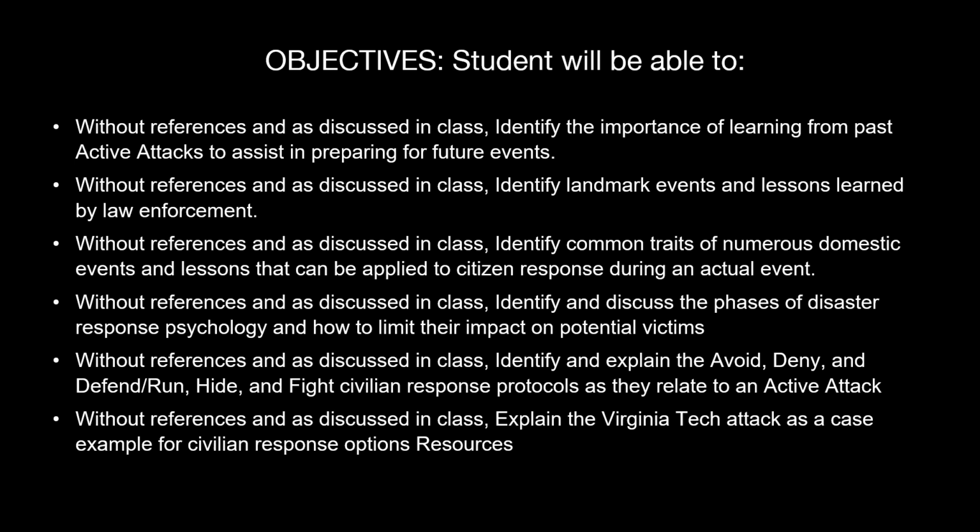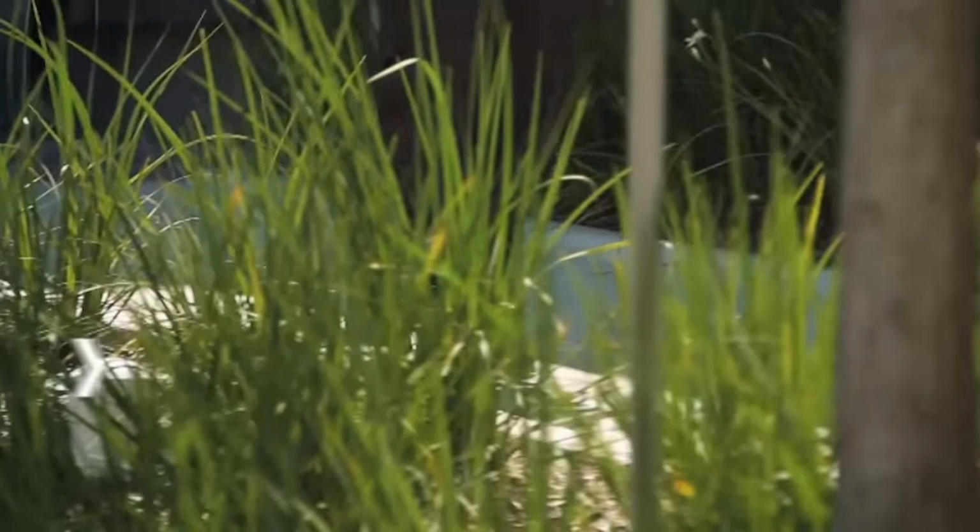We want to identify common traits of numerous domestic events and lessons that can be applied to citizen response during an actual event. We would also like to discuss the phases of disaster response, the psychology, and how to limit their impact on potential victims. We want to identify and explain the avoid, deny, and defend, run, hide, and fight civilian response protocols as they relate to an active attack. And then finally, the objective here is to explain the Virginia Tech attack as a case example for civilian response options and resources.